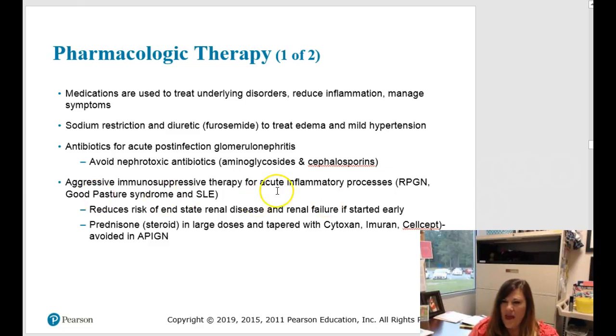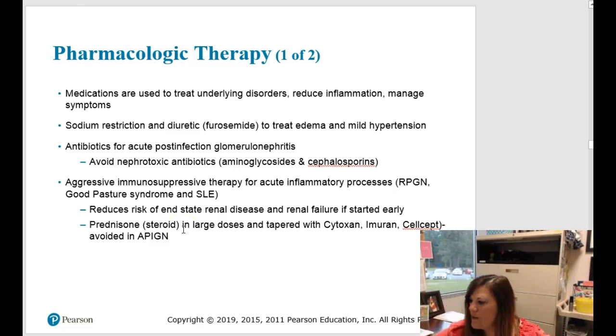If we have Goodpasture syndrome, or if we think this is related to lupus, we may need to do aggressive immunosuppressive therapy. So that would reduce the risk of end-stage renal disease and renal failure if we start those early. Prednisone is a steroid. We might do that in large doses and taper it, and then we might also do cytotoxic drugs, Imuran, and CellCept. Those are all immunosuppressive, but we would avoid those in acute post-infectious glomerulonephritis.